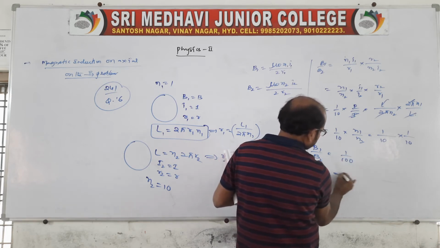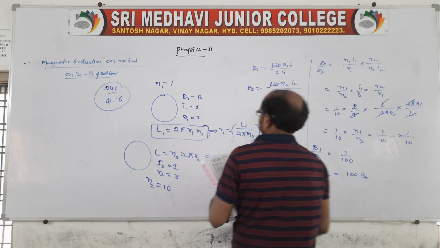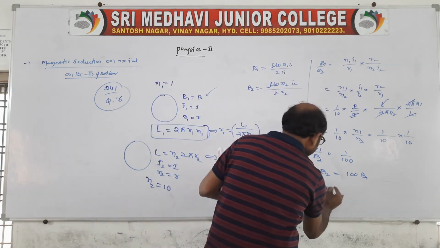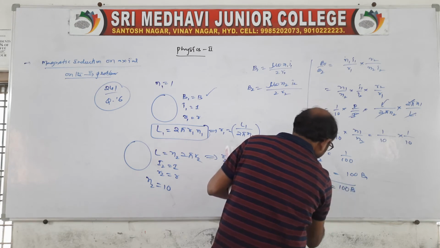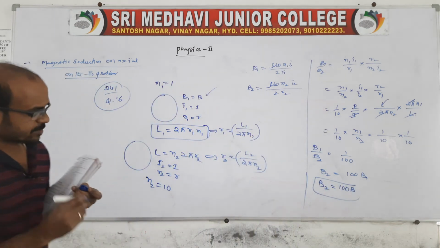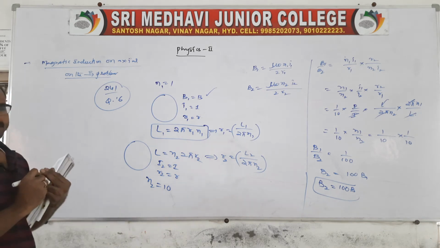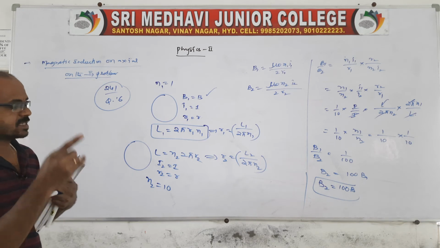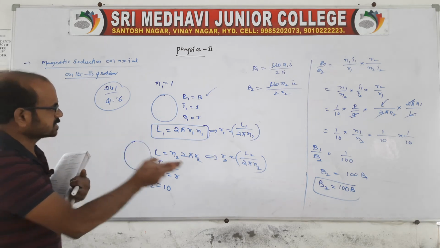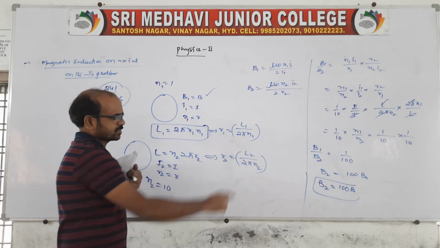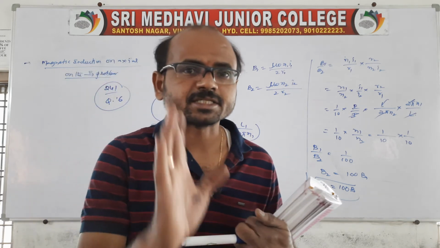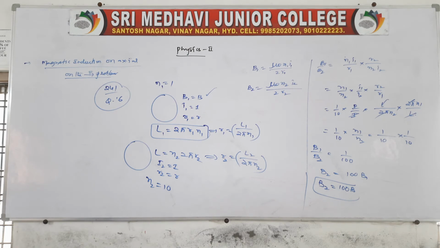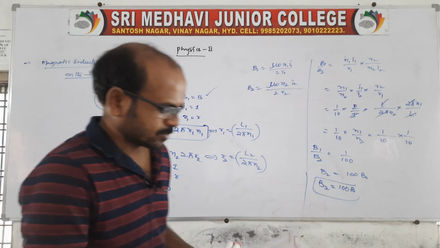So B2 is equal to 100 into B1. So what is B1 given here? B1 is only B. So here you say B2 is equal to 100B. So if 10 turns are there, therefore the magnetic induction increases by 100 times. We can say if 1 turn gives B, then 10 turns gives magnetic induction increased by 100 times, which we can say like this related to the question. Clear?